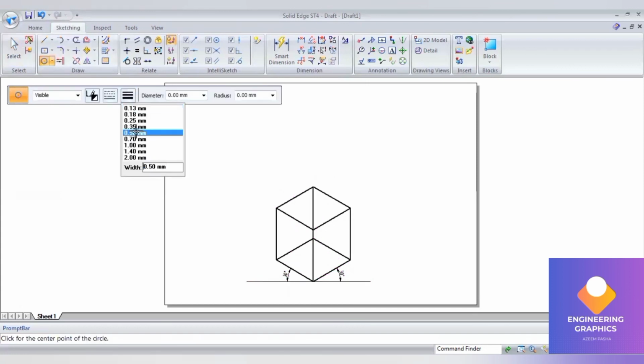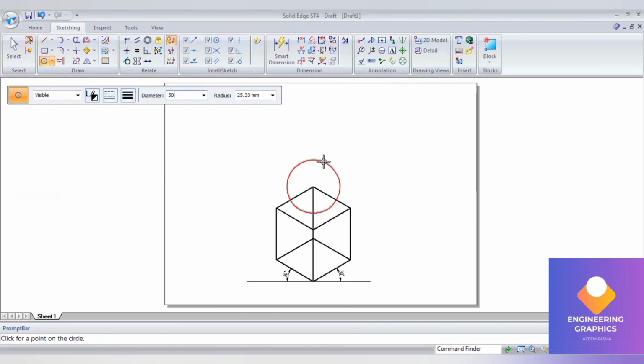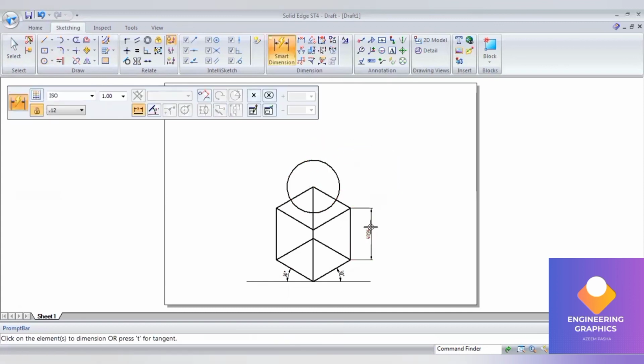Okay, go to circle. From this center point, this is the center of the sphere. Give the diameter 50.